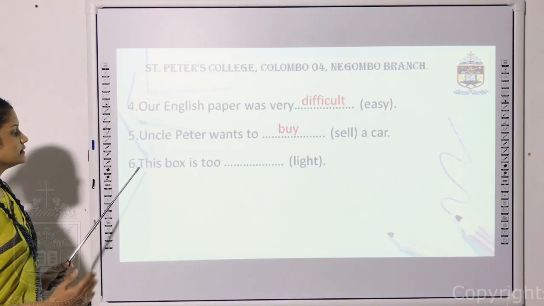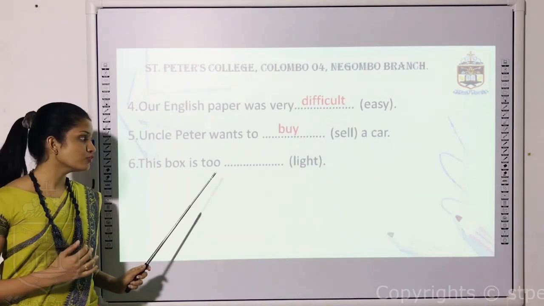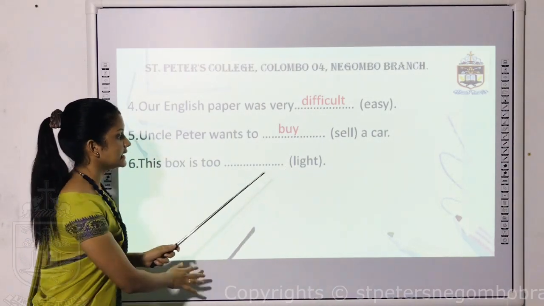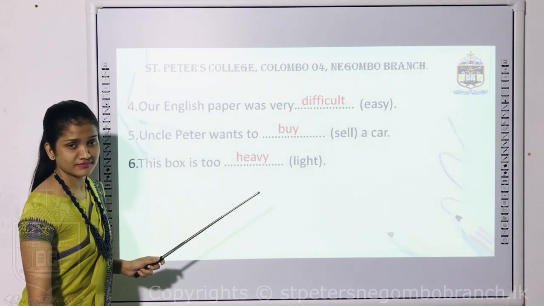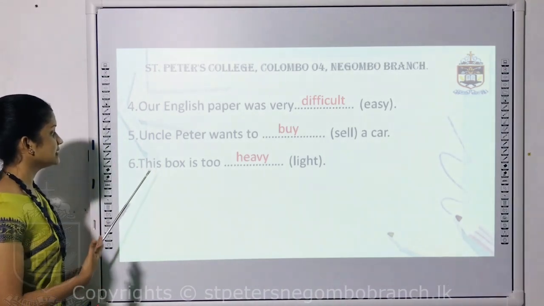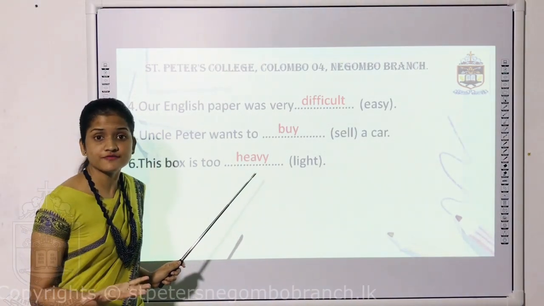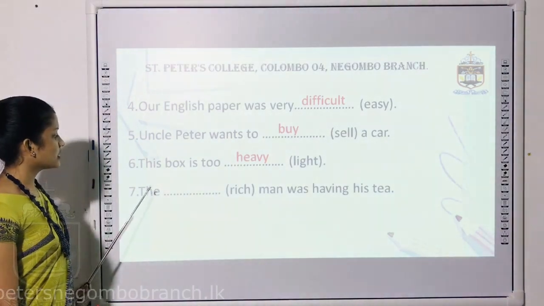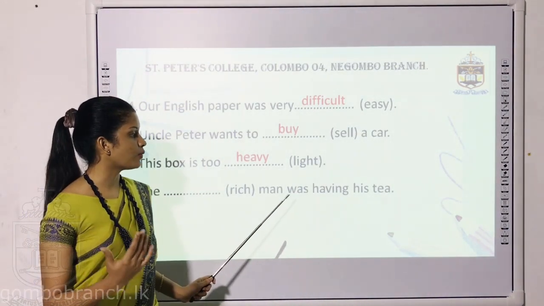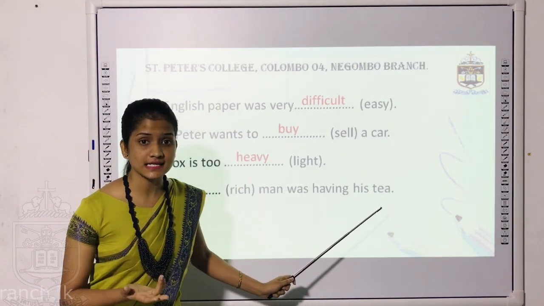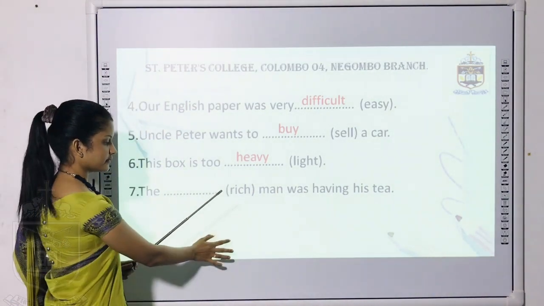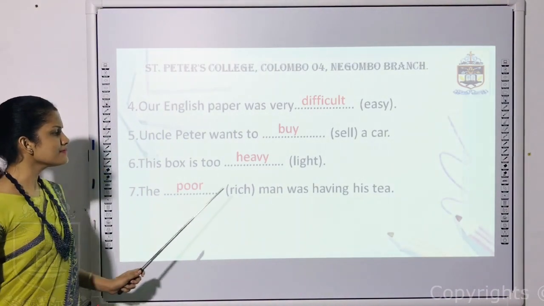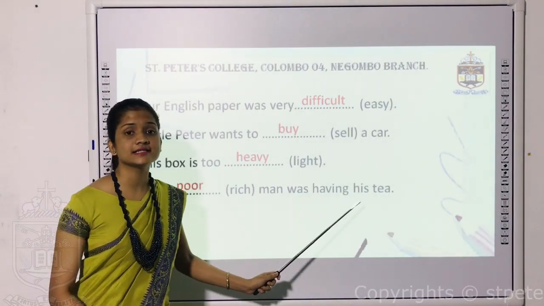Sixth one is, this box is too blank. Opposite word for light is heavy. Heavy. This box is too heavy. Next sentence. The blank man was having his tea. Opposite word for rich is poor. The poor man was having his tea.